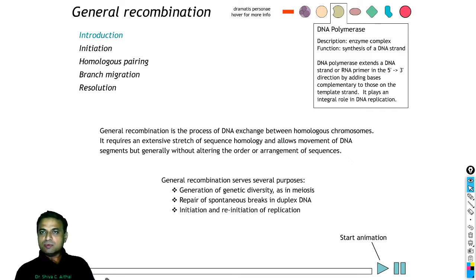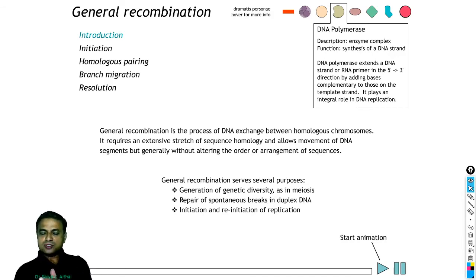So DNA polymerase is an enzyme complex and its function is synthesis of DNA strand. DNA synthesis during general recombination, this has to be remembered. So DNA polymerase extends a DNA strand or an RNA primer from the 5' end to the 3' end. The direction is very specific.